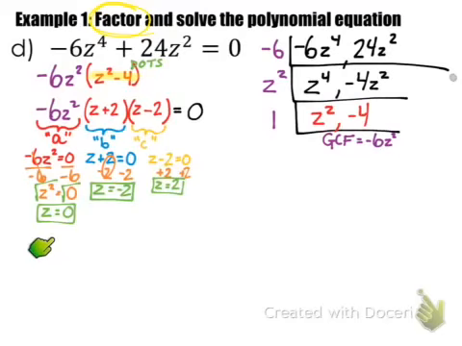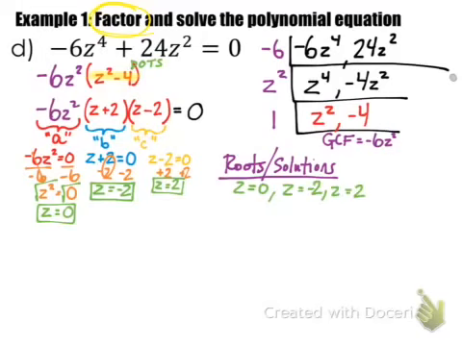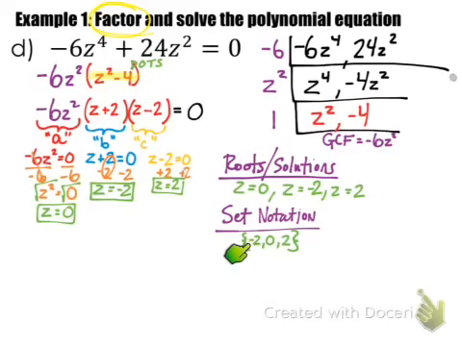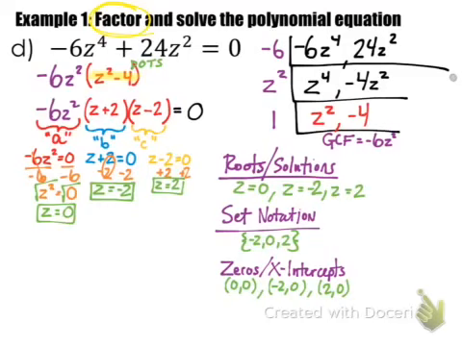So in this case, unlike the ones before, we actually have three solutions. And we're going to write our roots or solutions: z equals 0, z equals -2, and z equals 2. In set notation, we're going to use our braces, and all of our answers are written within the braces. We start with the smallest number, -2, then 0, then 2. And then finally, our x-intercepts, or our zeros, as we call them: (0, 0), (-2, 0), and (2, 0).